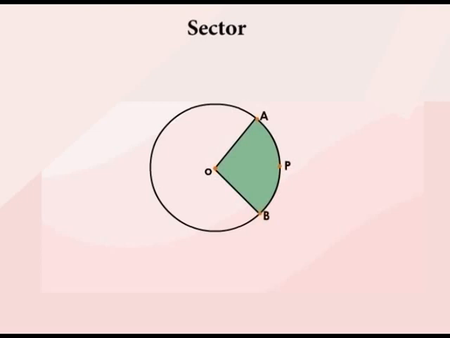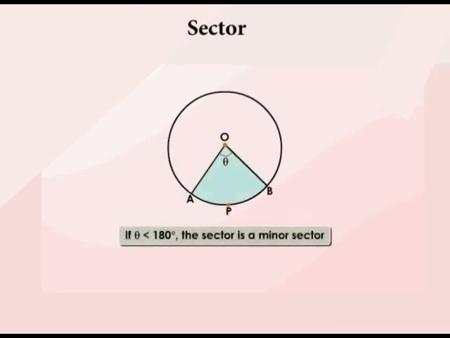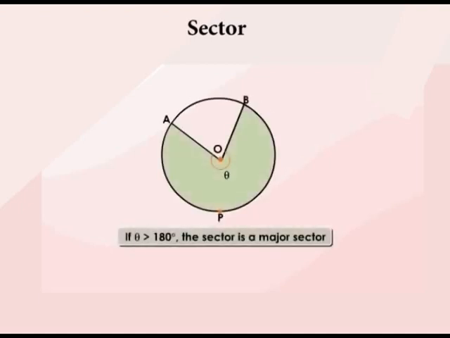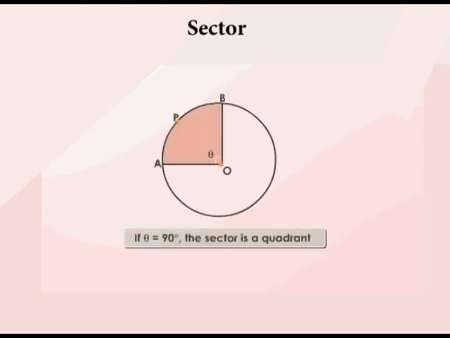The angle subtended by an arc at the center of the circle is called the central angle. It is denoted as theta. If theta is less than 180 degrees, the sector is called a minor sector. If theta is greater than 180 degrees, the sector is a major sector. If theta is 180 degrees, the sector is called a semicircle. If theta is equal to 90 degrees, the sector is 1/4 of the circle and it's called a quadrant.